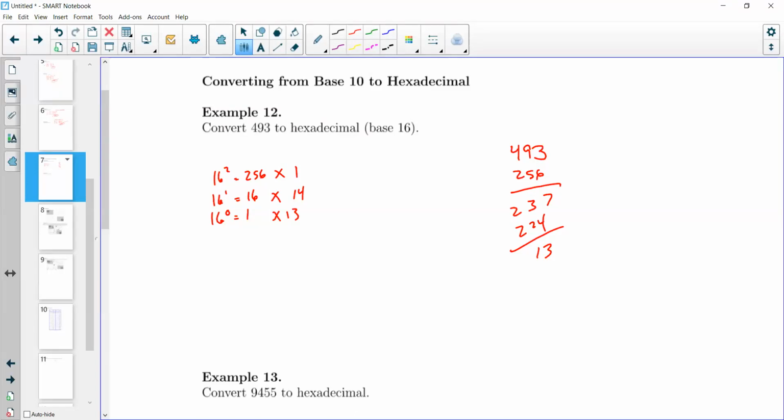So now we have to go back. This is 1. 14 is what? A is 10, B is 11, C is 12, D is 13, E is 14. 1, E, D. So 1ED, base 16. Don't forget the base, or else I'm going to think you think education is number 1.